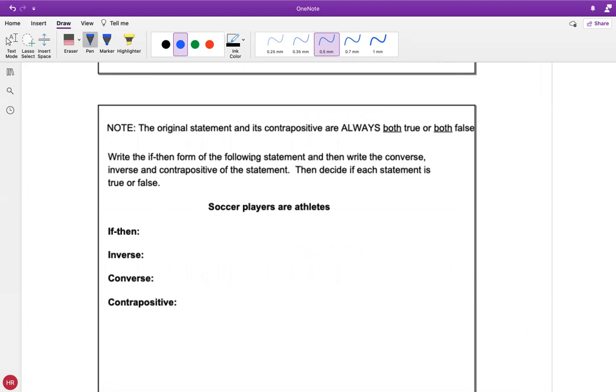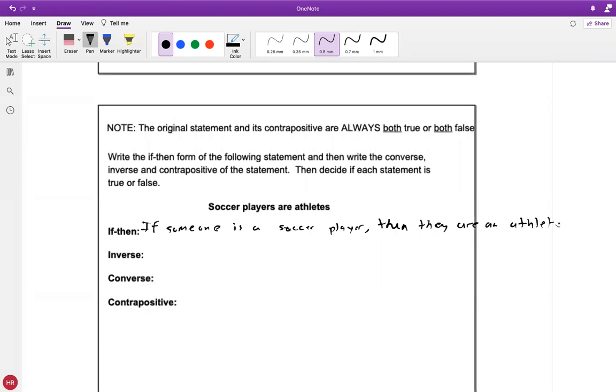Write the if-then form of the following statement and write the converse, inverse, and contrapositive, then decide if your statement is true or false. Okay. If-then. Sometimes this is where kids get a little lost. They're like, well, how do I turn this into an if-then statement? You have to add a couple words. I'm going to add the word someone, and the word is, and the word a. If someone is a soccer player, then they are an athlete.